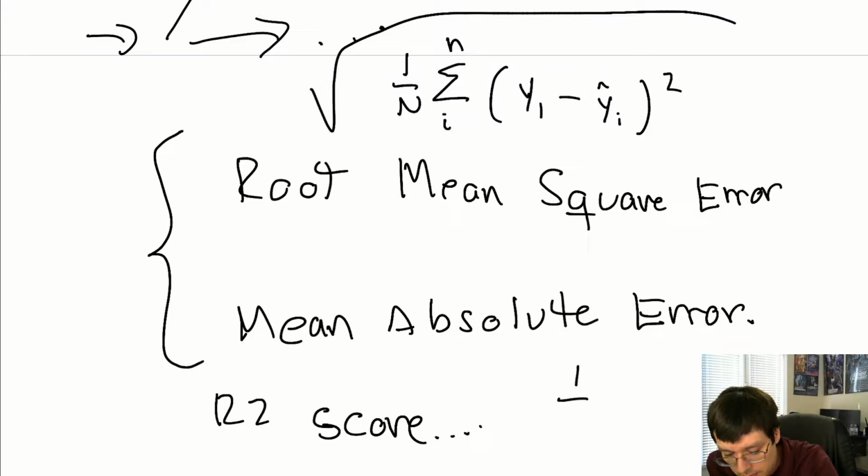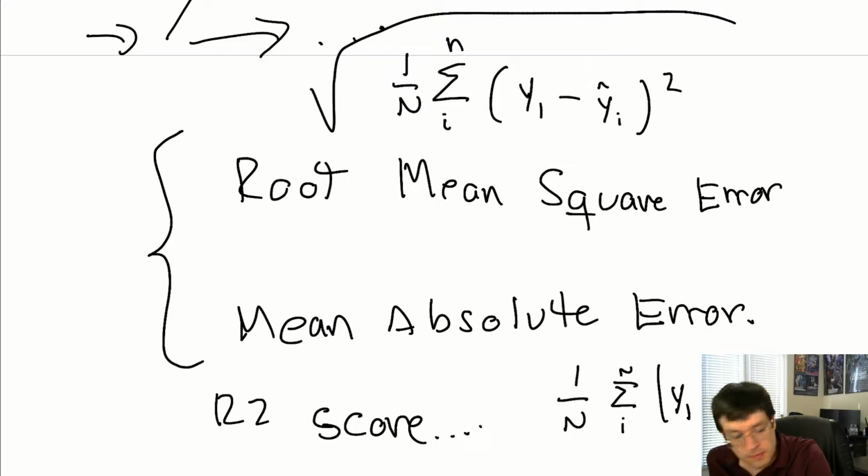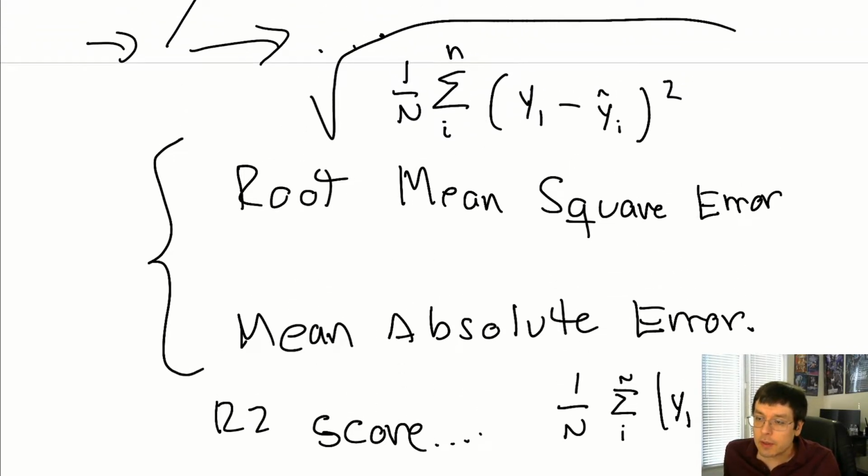So it's going to be 1 over n, the sum from i to n of the absolute value of these two things. So what does this mean? What you're doing is you're taking what you expect, and then you're subtracting from that what you got. And that could be a bigger number than 0 or less than 0, right?